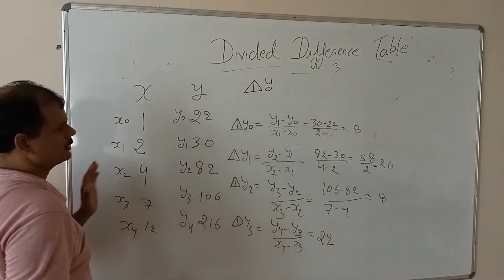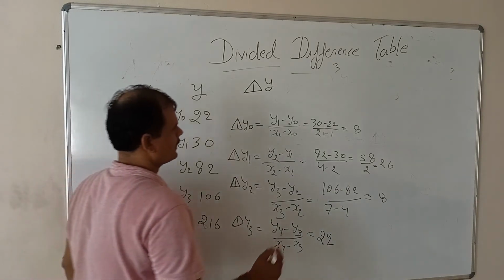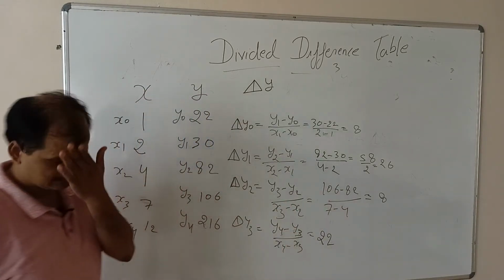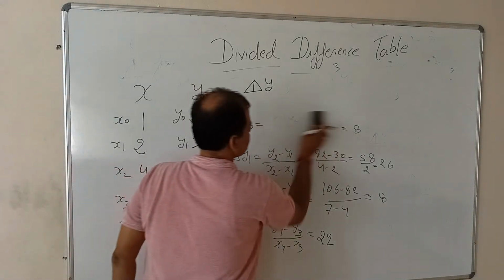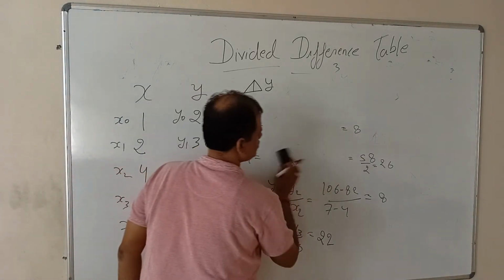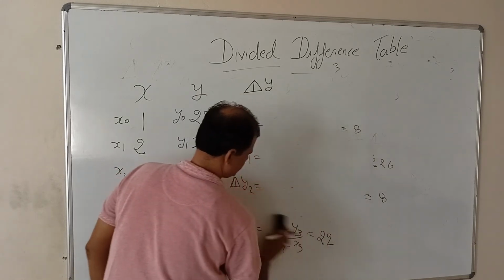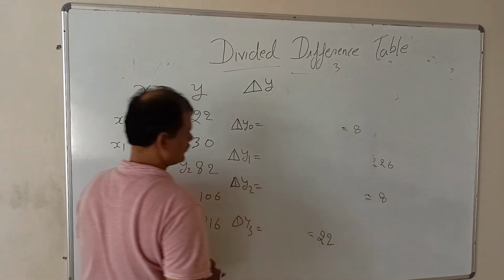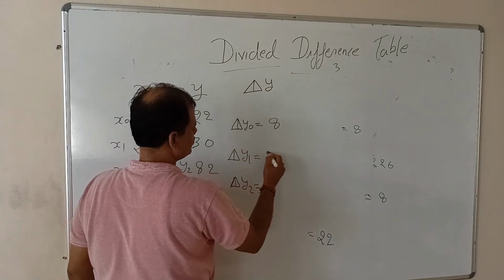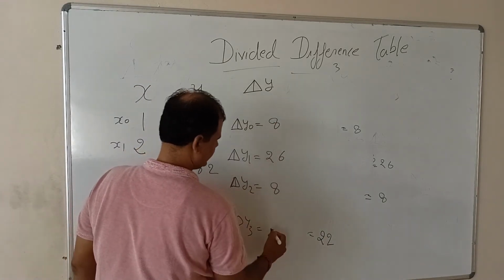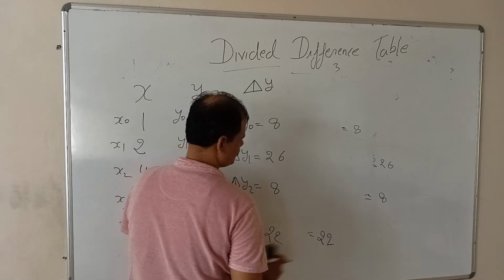Fine. So this is your first divided difference. So I have limited place. So this is the 8. This is the 26. 8, 22. So I have 8, 26, 8, 22. Fine. Okay.